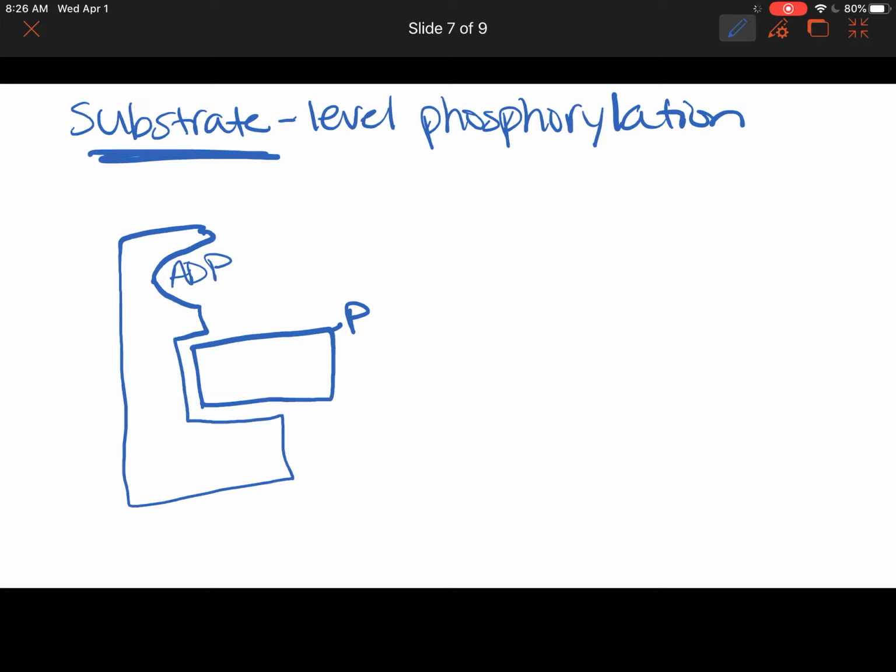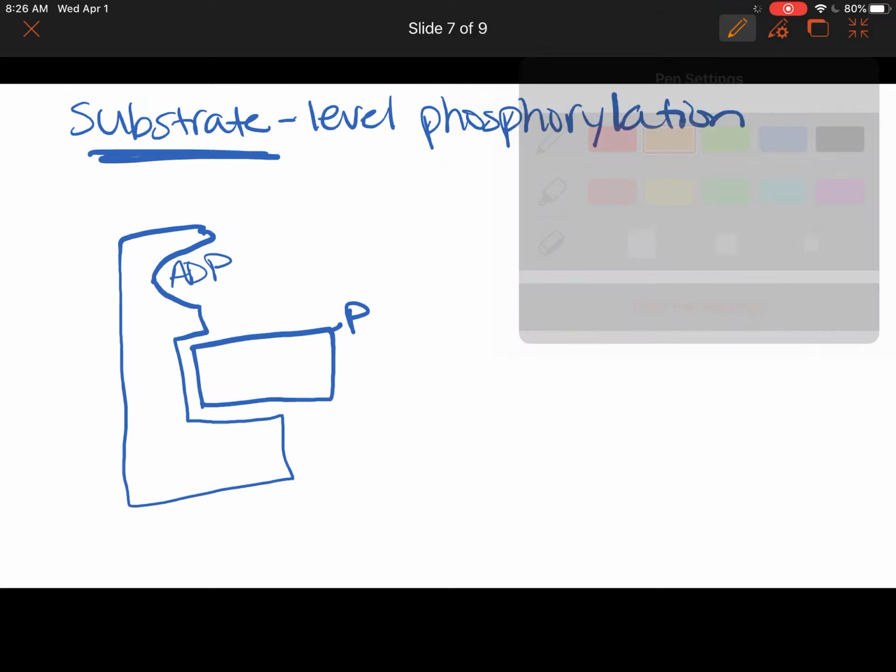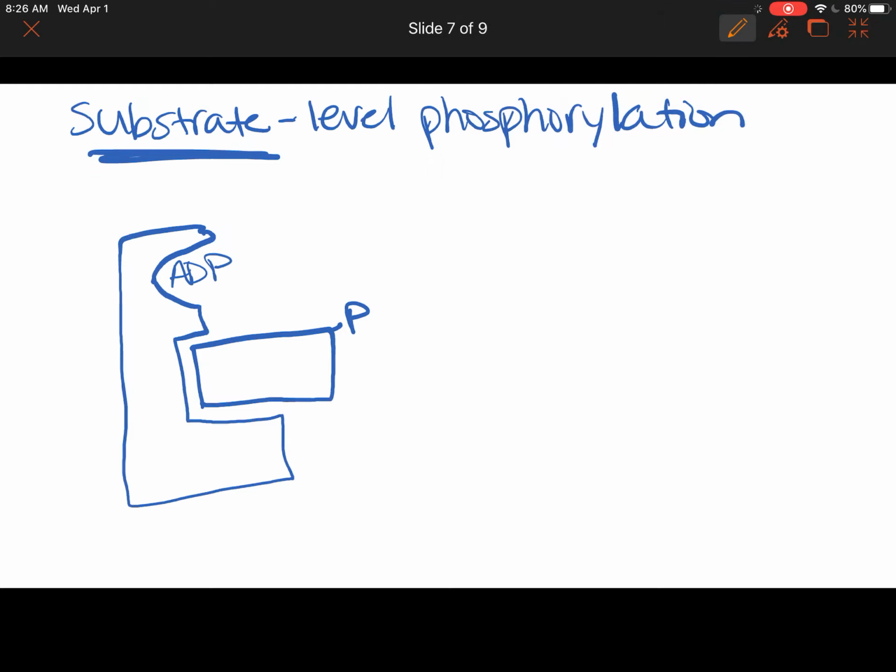Substrate level phosphorylation, what this is telling us is that this enzyme is going to catalyze the reactions that break that bond holding the phosphate group on to the substrate, and the energy that comes out of breaking that bond is going to be used to add that phosphate group to ADP. That is going to create ATP.